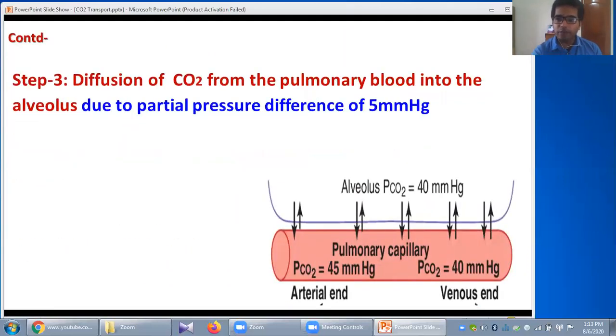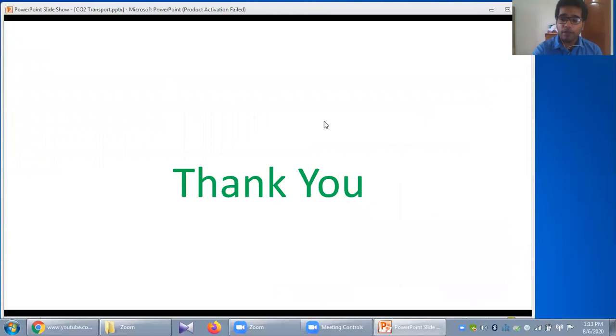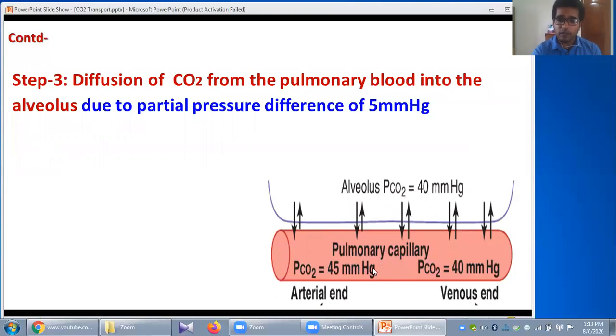So the final step of carbon dioxide transport that you have already understood is the diffusion of carbon dioxide from the pulmonary blood into the alveolus due to a partial pressure difference of 5 millimeter of mercury. As you know, this venous blood contains more carbon dioxide, having a partial pressure of 45, and within the alveoli the partial pressure is less because carbon dioxide is continuously being washed out through pulmonary ventilation and replaced by the incoming fresh air. That is why the partial pressure is less within the alveoli. So that will allow the diffusion of carbon dioxide from blood to the alveoli, and thereby it will be eliminated from our body.